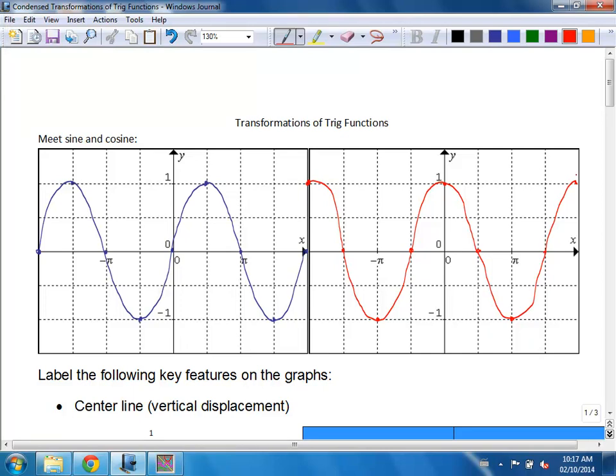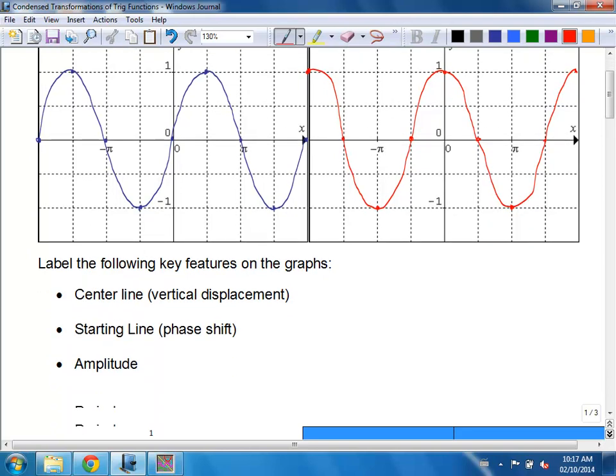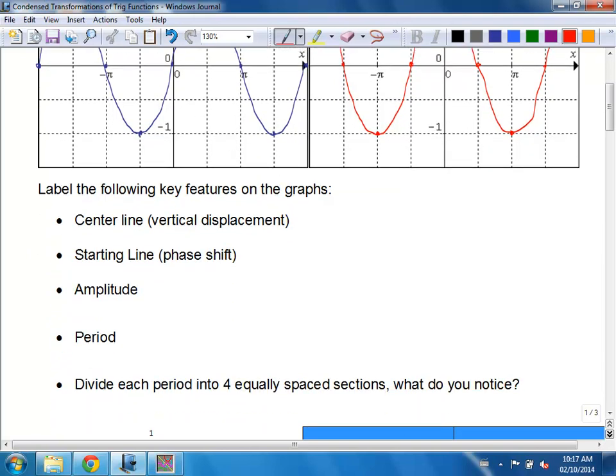So we'll take these now, and we're going to talk specifically about some trig stuff. So these are the vocab that you're going to run across in trig that we didn't talk about for generic transformations. The first thing we'll call the center line, sometimes it's called the vertical displacement. You might even be able to figure out by the name vertical displacement how that connects to what you already know about transformations. That's just a translation up and down.